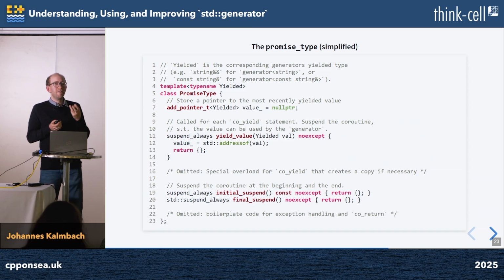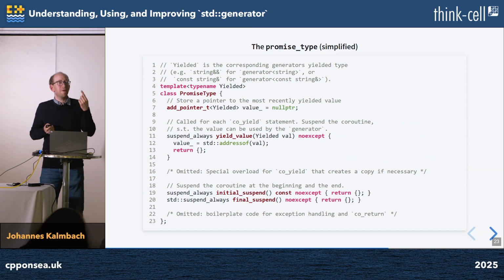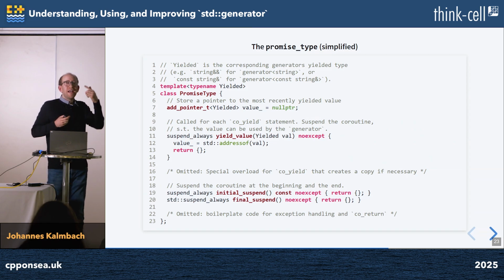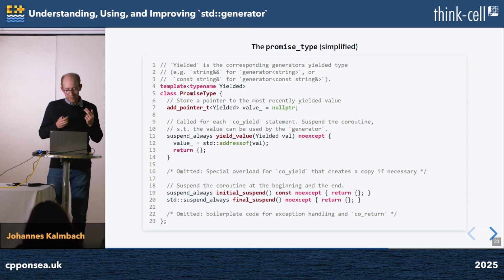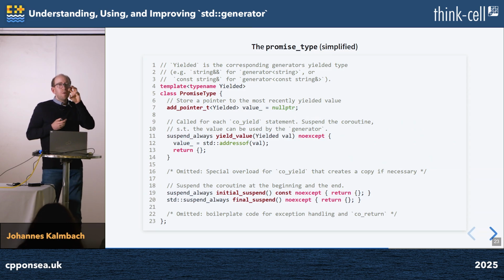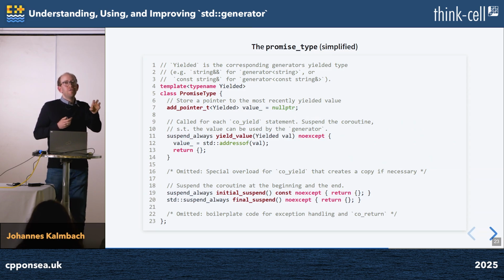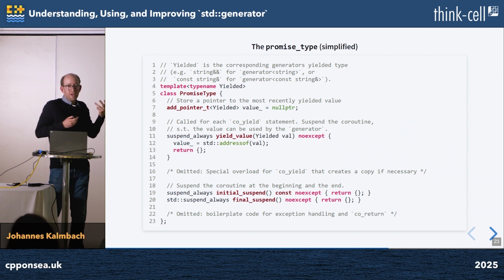And the promise type has two natures. The one is it specifies the behavior. So in the promise type, you configure basically what happens at co-yield or at the beginning or at the end of the coroutine. And the other thing is it is an object to which everybody has access, the inside of the coroutine as well as the outside, in our case, the generator. So it can also be used to pass on state.